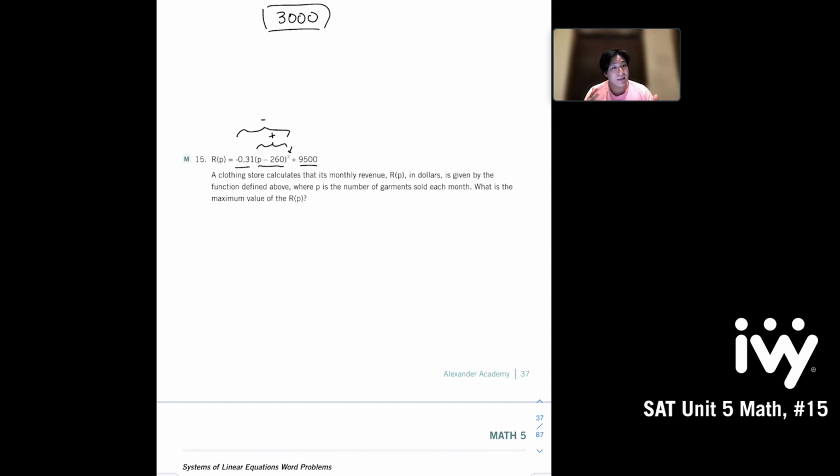If you think of this as a parabola, the parabola is going to have a negative x squared term because of this right here, which means the parabola is facing down, and our maximum value is going to be this 9,500 right at the start.